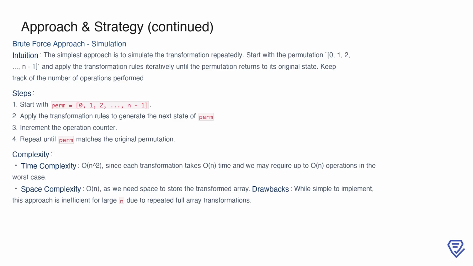This process is repeated until the permutation matches its original order. While this approach is simple and easy to implement, it has significant drawbacks in terms of efficiency. Each transformation takes O(n) time, and in the worst case, we may need to perform up to O(n) operations, leading to an overall time complexity of O(n) squared. Additionally, it requires O(n) space to store the intermediate permutations. For larger values of n, this approach becomes impractical.